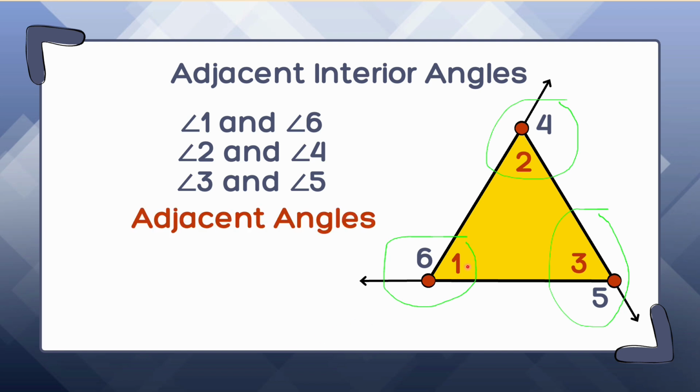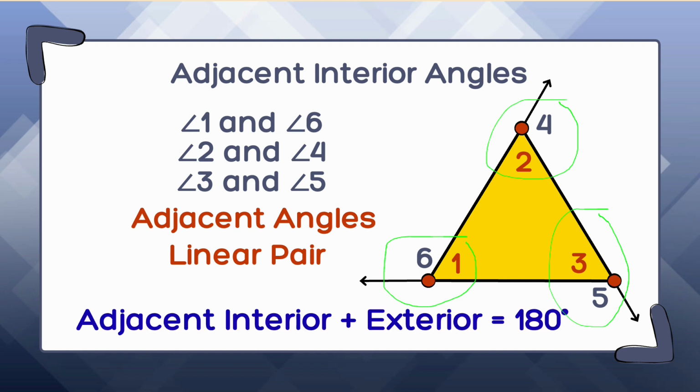Kaya sina angles 1, 2, and 3 ay tinatawag na adjacent interior angles ng angles 6, 4, and 5 respectively. Also, if you observe closely, they form linear pairs. That's why the sum of their angle measures is 180 degrees because linear pairs are always supplementary. So we can say that the adjacent interior angle plus the measure of the exterior angle is always equal to 180 degrees.